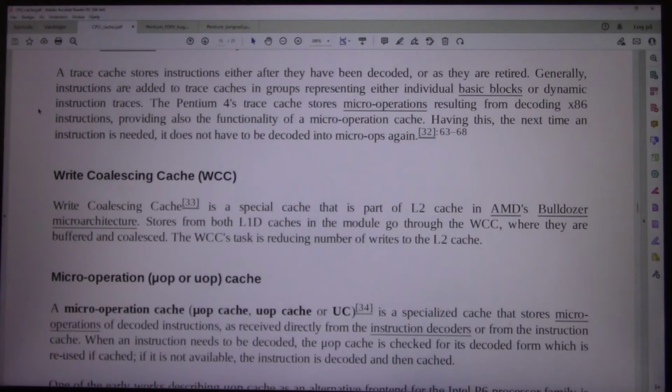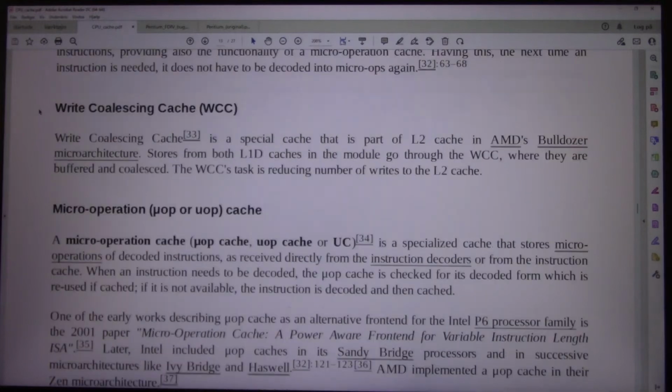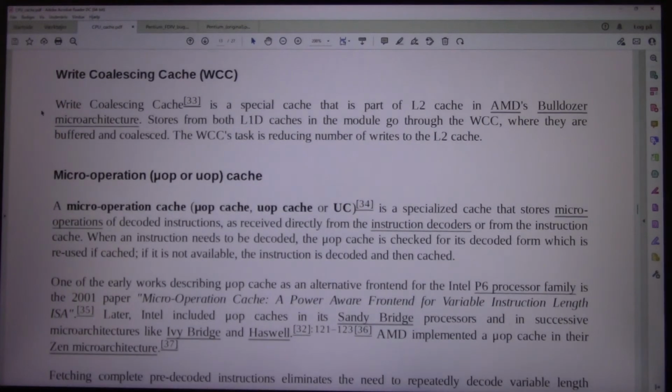Write Coalescing Cache, WCC. The Write Coalescing Cache is a special cache that is part of the L2 cache in AMD's Bulldozer microarchitecture. Stores from both L1D caches in the module go through the WCC, where they are buffered and coalesced. The WCC's task is reducing the number of writes to the L2 cache.